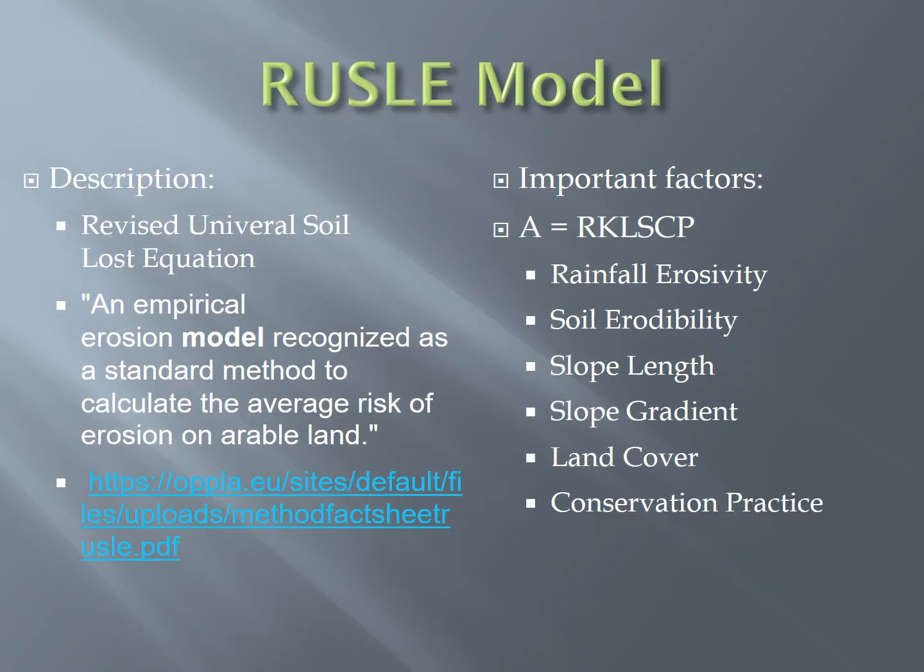To find out the erosion model, we created our own RUSLE model, which is automated, and it is created on the ArcGIS Pro ModelBuilder platform. We need the equation, the RKLSCP. R stands for rainfall erosivity, K for soil erodibility, slope length is L, and slope gradient is S, C is the land cover or the crop management factor, and P is the conservation practice factor. This PDF explains well about the basic RUSLE model.